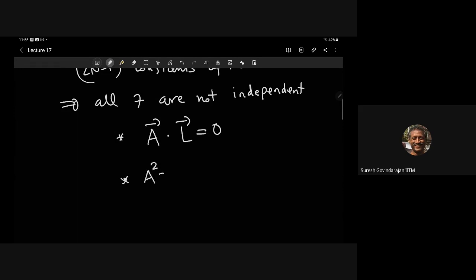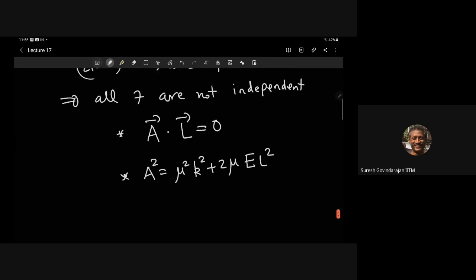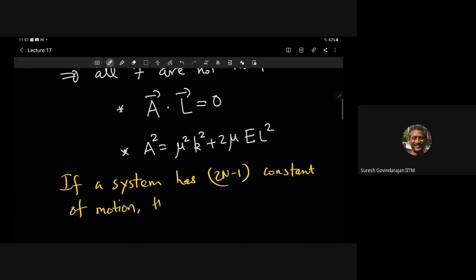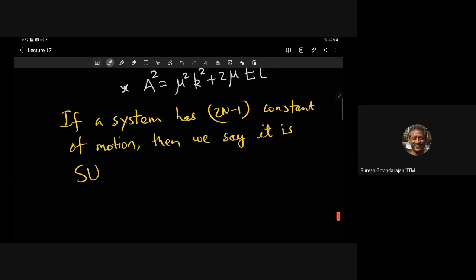A squared can also be written, a little messy, but here. Okay, so I'll end my lecture by just saying that if a Hamiltonian system has 2n minus 1 constants of motion that we can write, then we say it is superintegrable. Integrable means something else, we'll see that. And what we are saying here is that the Kepler problem is superintegrable in 3 dimensions.